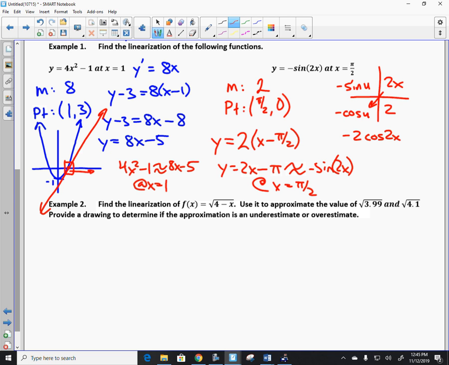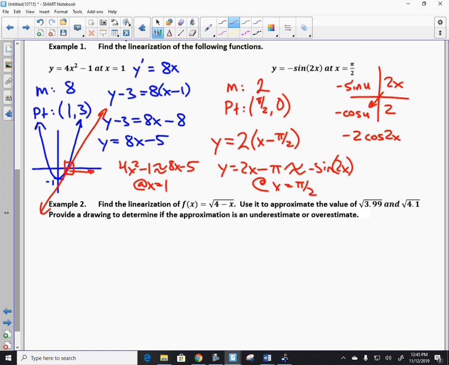No, I just want you to understand what this means. The idea is that if you plugged in a value for negative sine of 2x, you might say, well, I don't know how to find the sine of something without my calculator. Well, as long as you're really close to pi over 2, you don't have to use that. You could just do 2x minus pi. See, this is a lot easier to work with, isn't it?